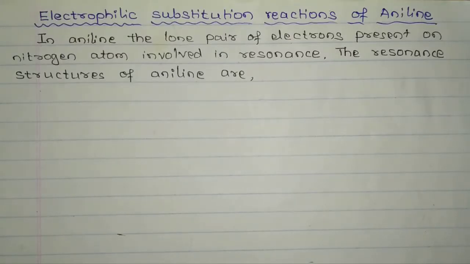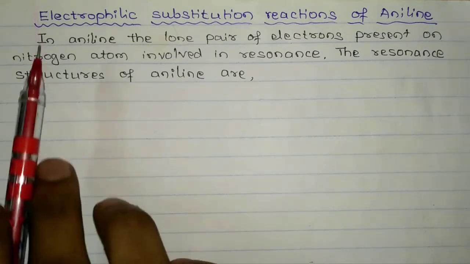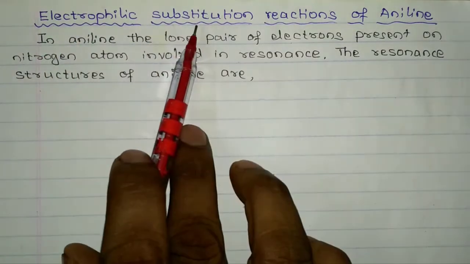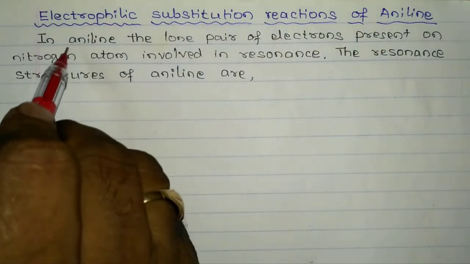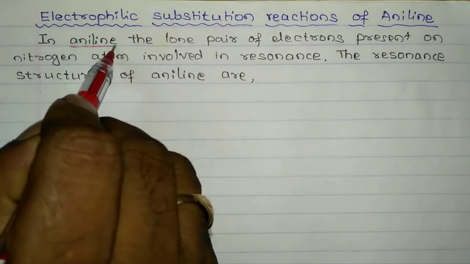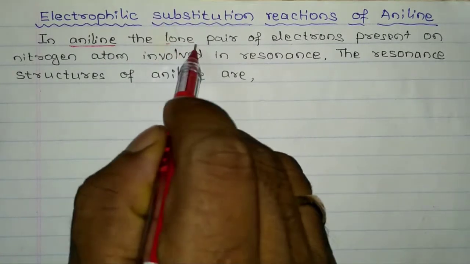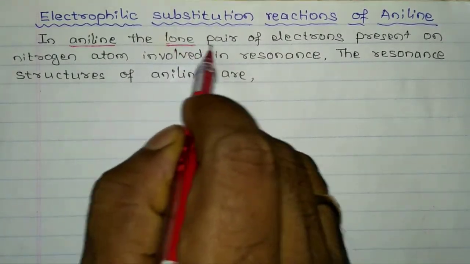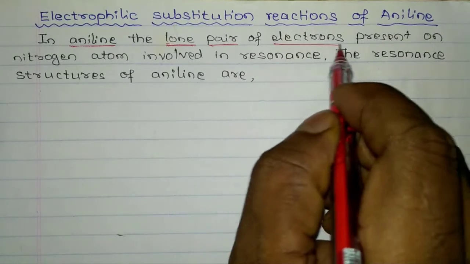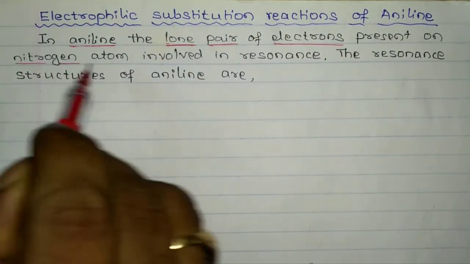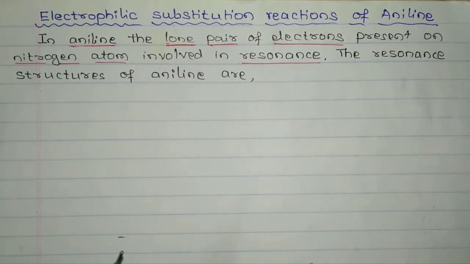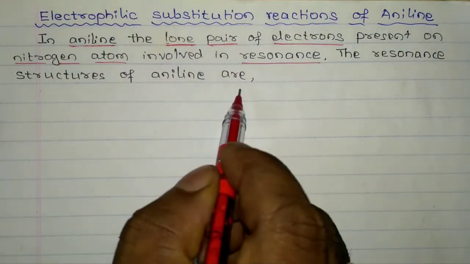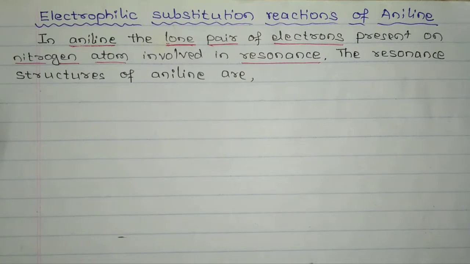Hello students, in this lecture series we will discuss electrophilic substitution reactions of aniline. In aniline, the lone pair of electrons present on the nitrogen atom are involved in resonance. The resonance structures of aniline are as follows.